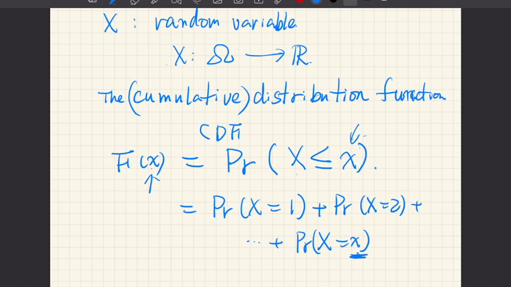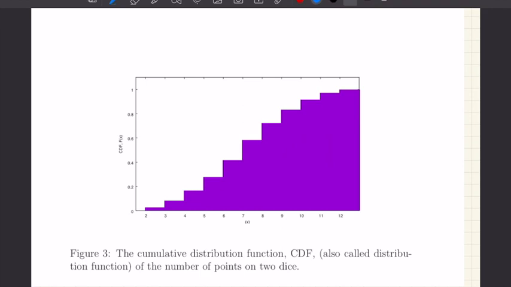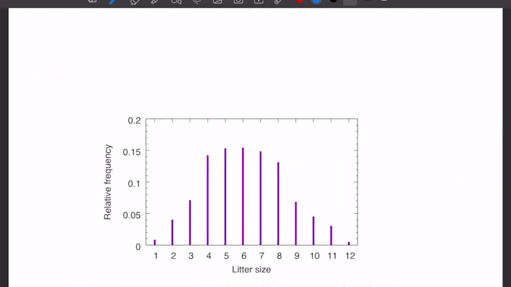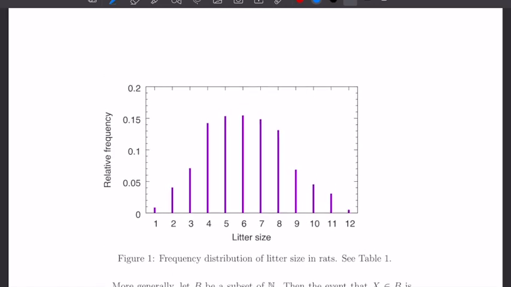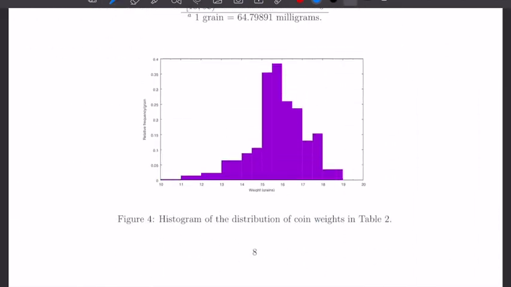Okay, and of course, in the case of rats, the maximum value was x equal to 12, right? So if we add up to 12, that means we are adding all possible values, and that should be equal to 1 because the total probability should be 1. Okay, so let's see. Maybe I should look at, okay, so this is the frequency distribution, and where's the cumulative distribution? Oh no, we don't have it.